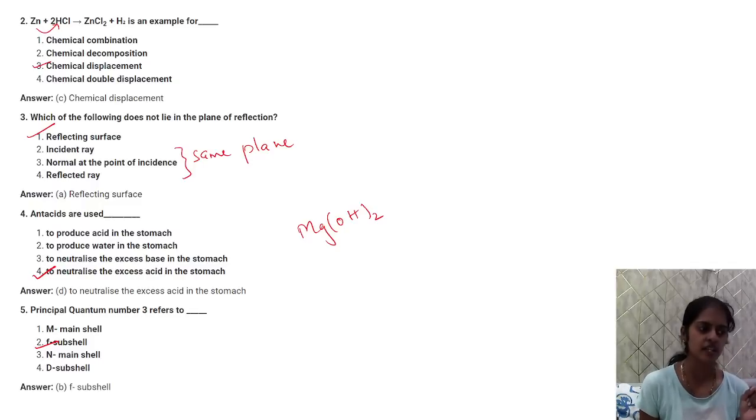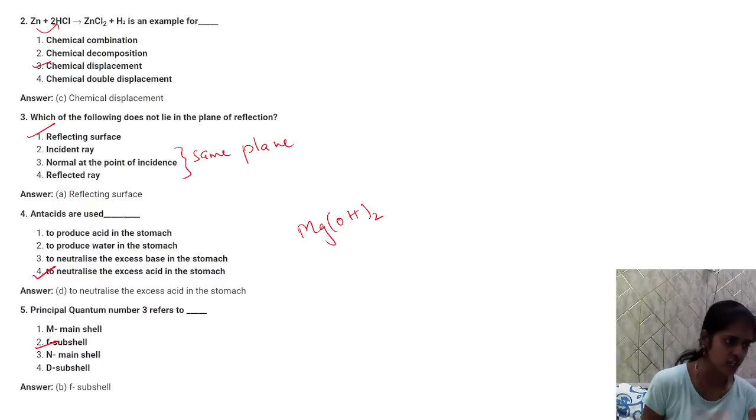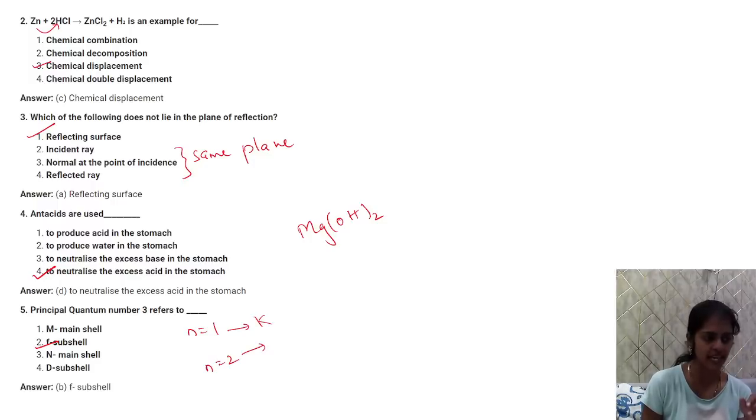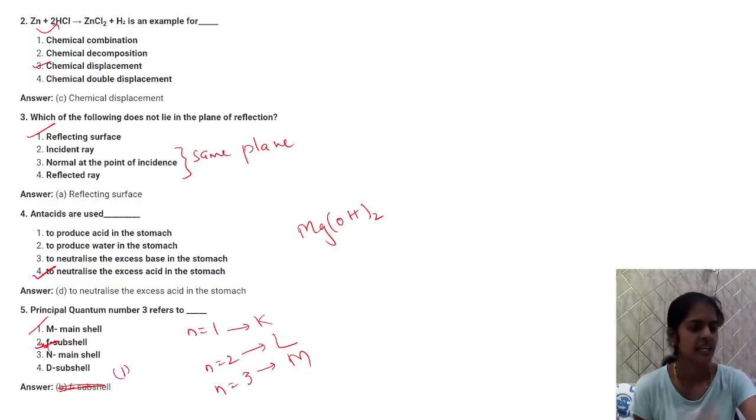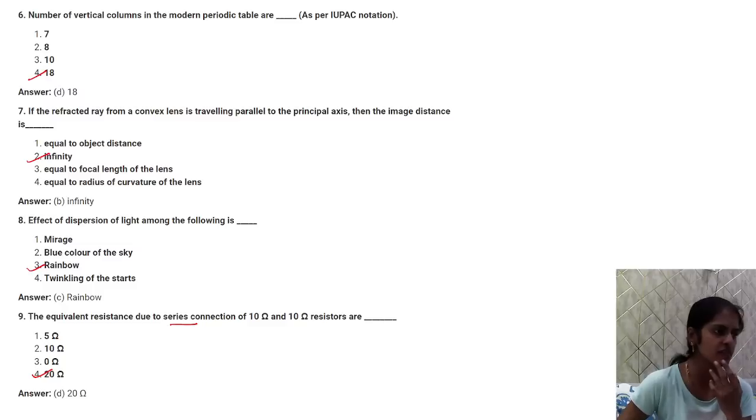Principal quantum number 3 refers to which shell? Principal quantum number gives the main shell, isn't it? So n equal to 1 means K, n equal to 2 means L, n equal to 3 means M. So M main shell. So this is the correct one. Next one, number of vertical columns in the modern periodic table. How many vertical columns are there?